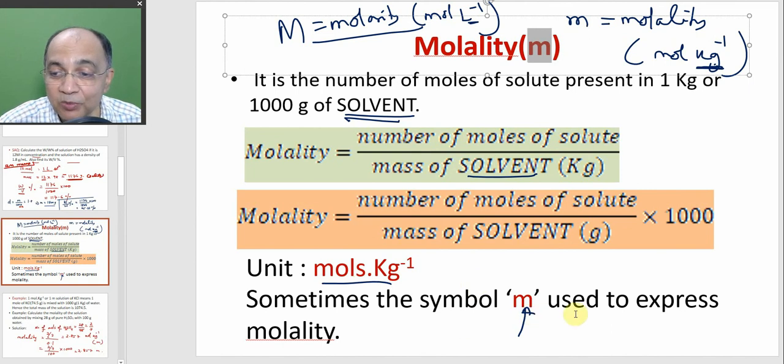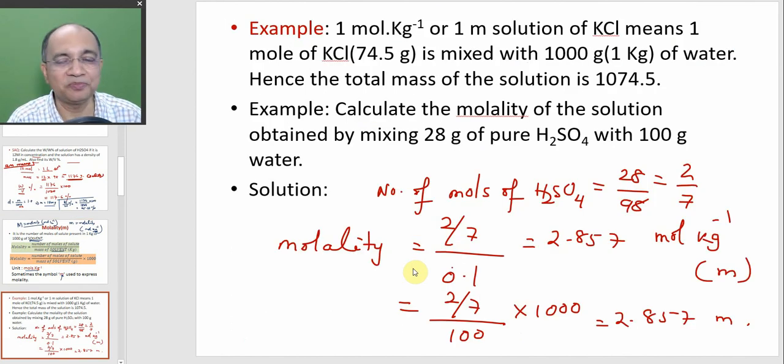Sometimes the symbol small m is used to express molality, but it is highly confusing. Small m can be mistaken as mass. So it is better to write moles per kg. This moles is the number of moles of solute. This kg is per kg of solvent, pure solvent. Right? Let's solve a problem. Then you will be crystal clear. It will be crystal clear what is the difference between molality and molarity.